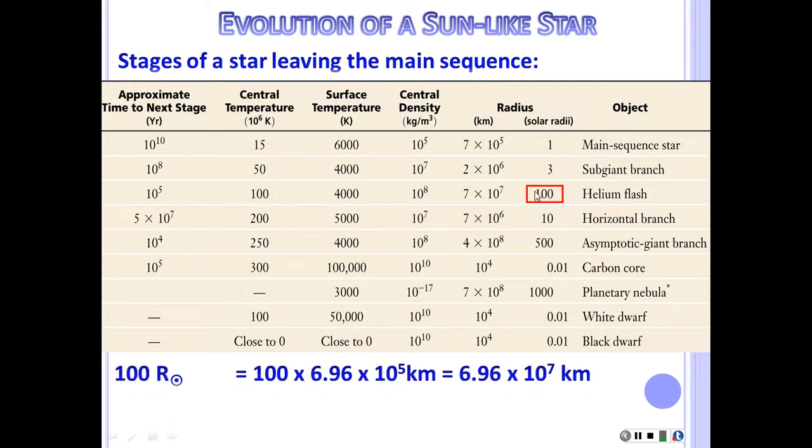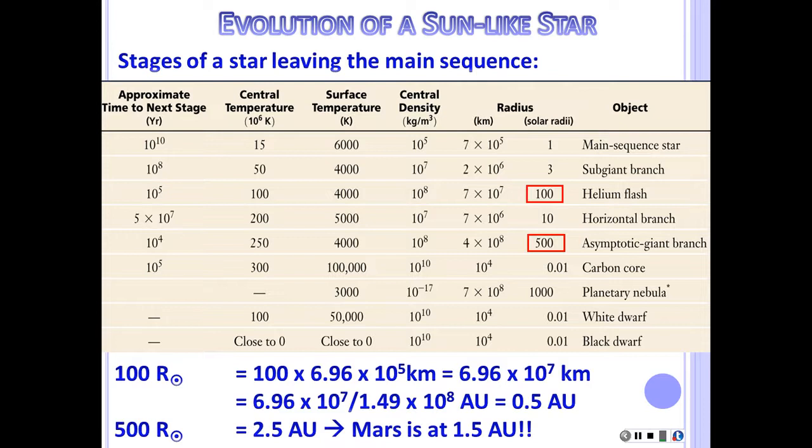So in the red giant phase, it's about 100 solar radii, which, to put that in perspective, we can put that in AU. It's about half an AU. So it doesn't actually engulf the Earth yet. On the other hand, when it becomes an asymptotic giant branch star, it can be up to 500 times the radius of the Sun, which means that the surface is out by the asteroid belt. It engulfs Mars. And so it's huge, and all the other planets are destroyed.